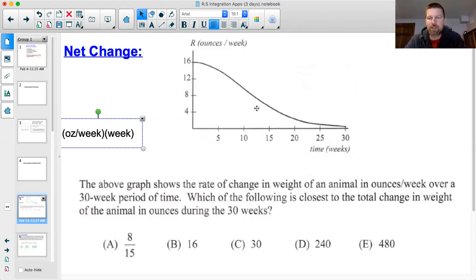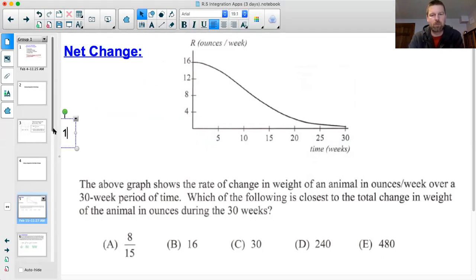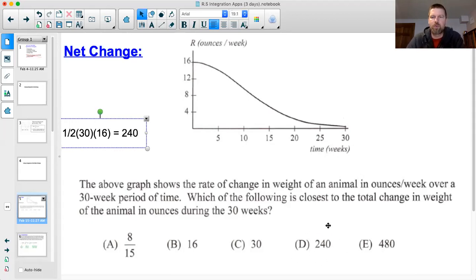They didn't give me an equation, so I can't find an exact answer, but I can definitely estimate it because it looks like this is approximately a triangle, right? Area of a triangle is 1/2 base times height. In this particular case, it's going to be 1/2 times a base of 30-ish times a height of about 16. 1/2 times 30 times 16. That's the same as 8 times 30, which is 240. Right there. 240 ounces changed in weight.